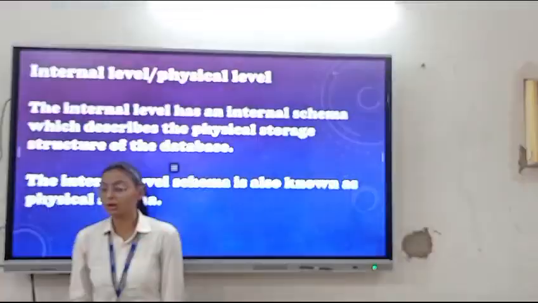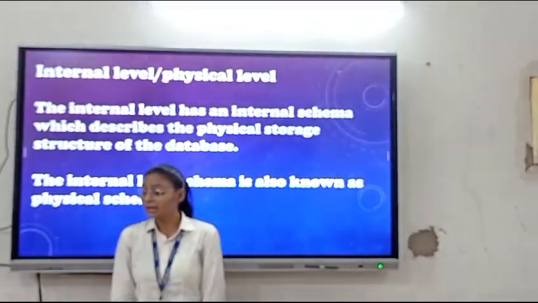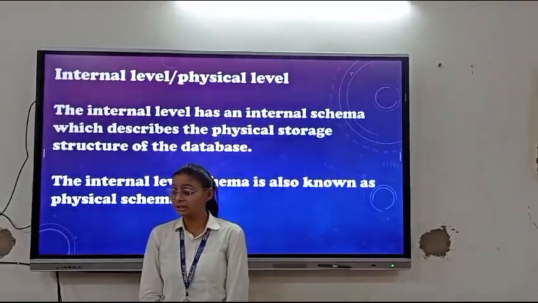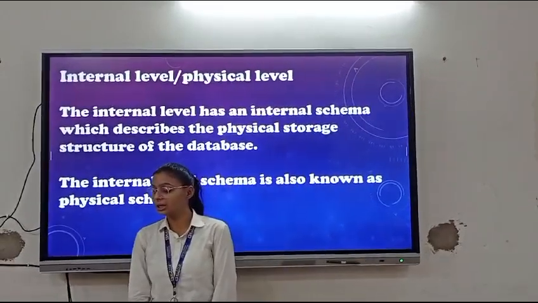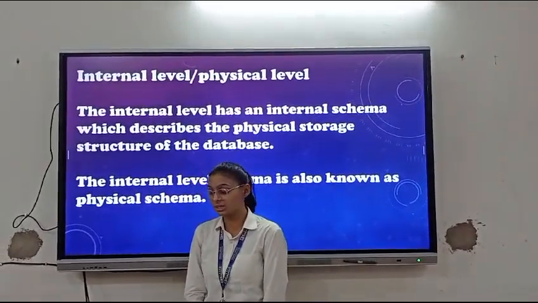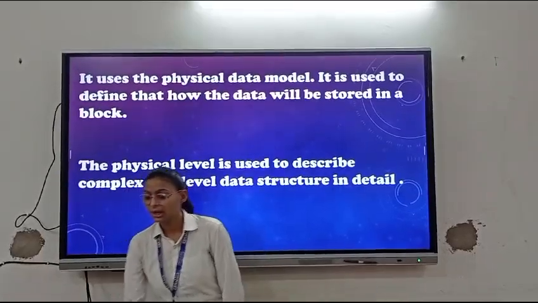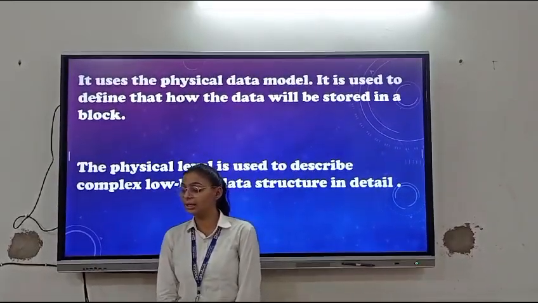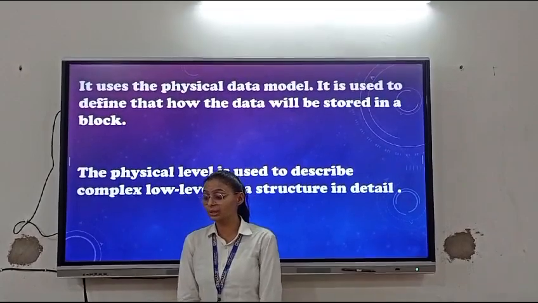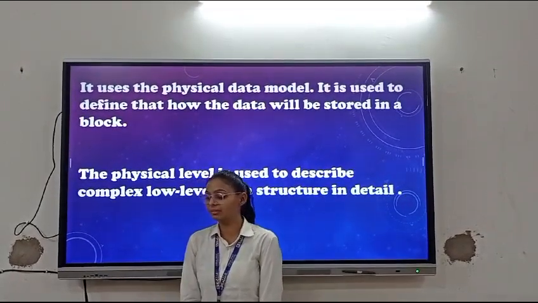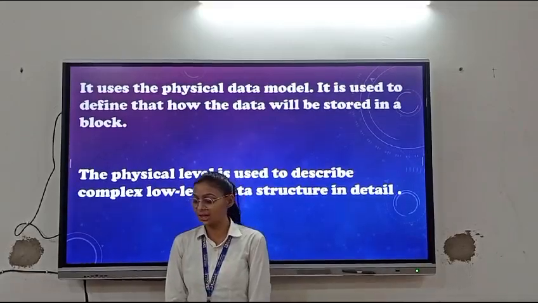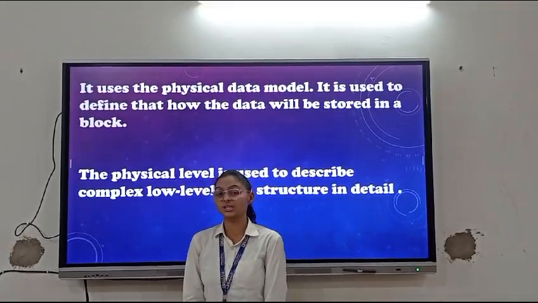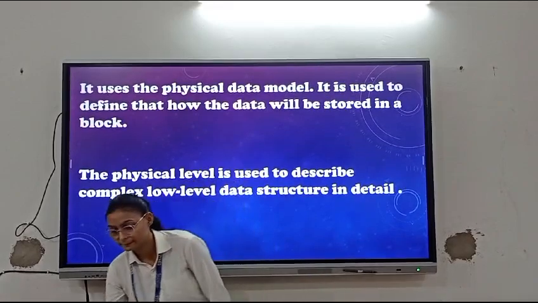Internal level architecture, or physical level. The internal level has the internal schema, which describes the physical storage structure of a database. The internal schema is also known as the physical schema. It uses the physical data model. It is used to define how the data will be stored in a block. The physical level is used to describe complex low-level data structures in detail.